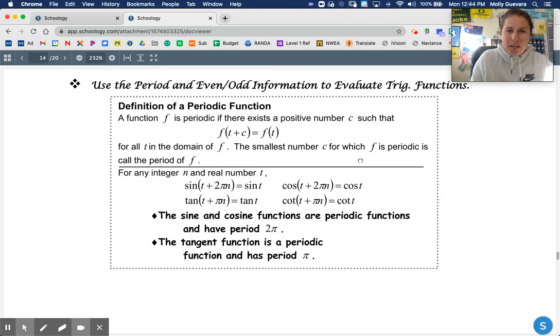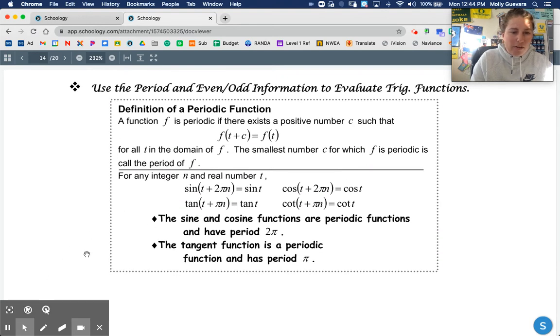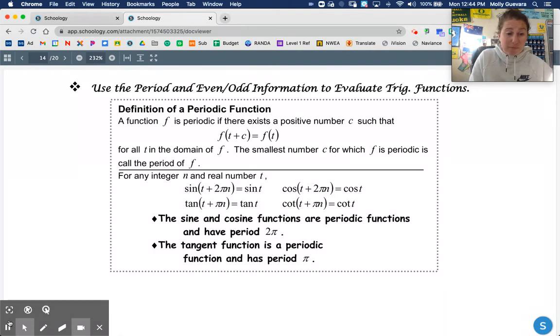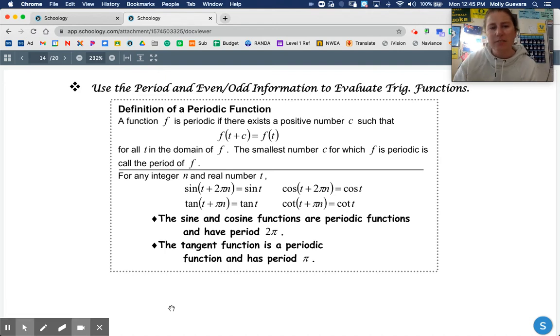We're going to use the period and even-odd information to evaluate trig functions, specifically with sine and cosine. I want you to think of science, when we talk about waves, or something that swings back and forth. In science, we talk about it having a specific period. The period is basically how long it takes to go from one starting point back to the same starting point.